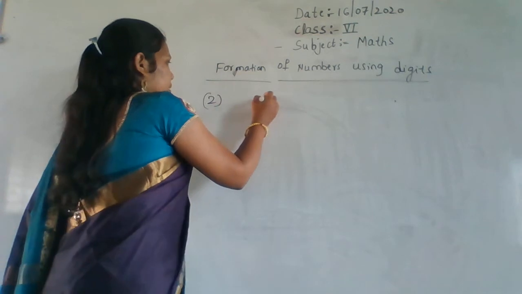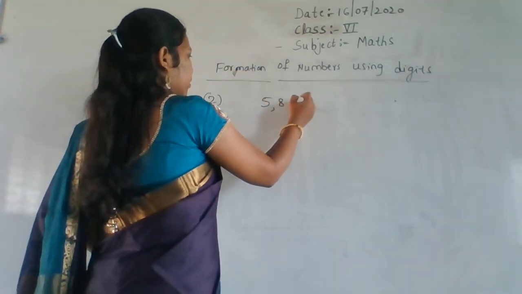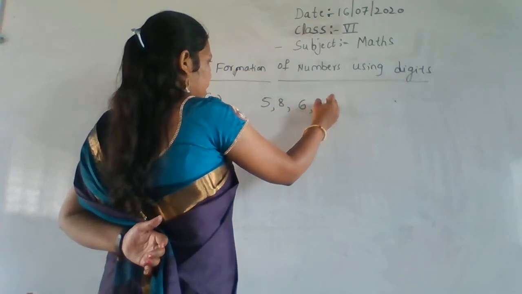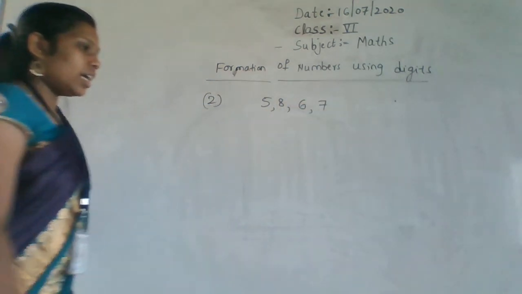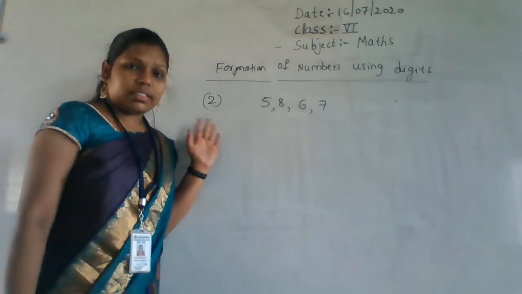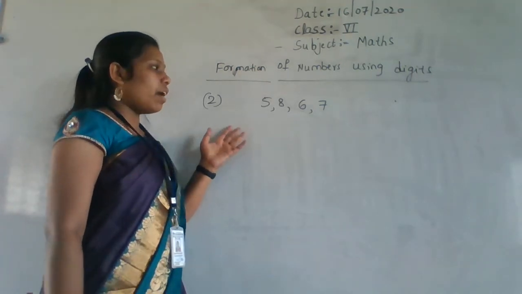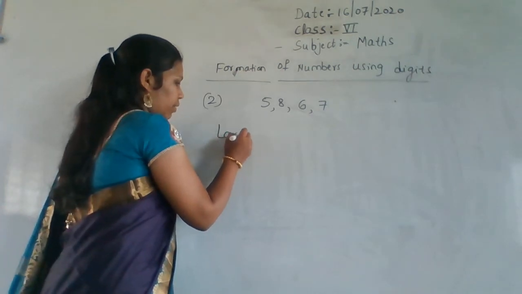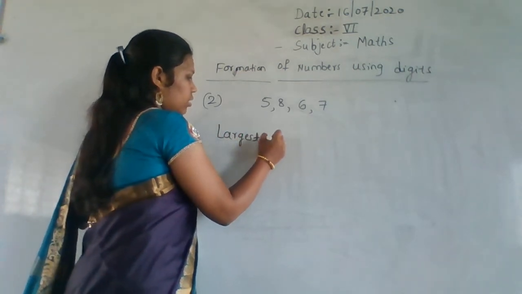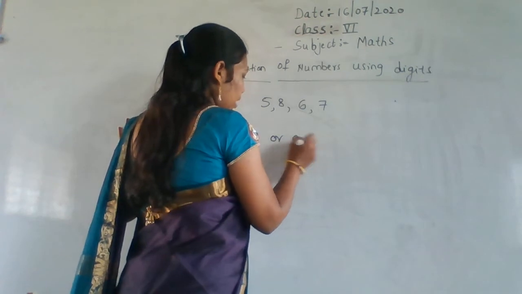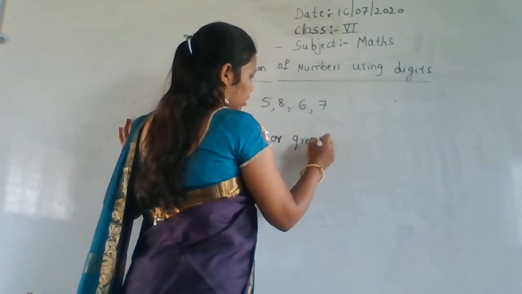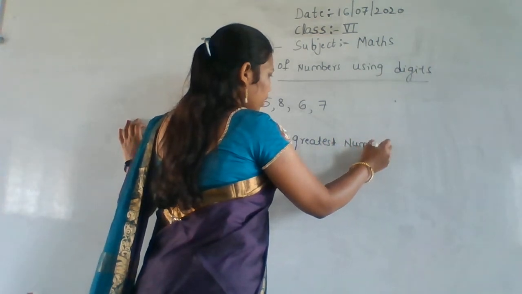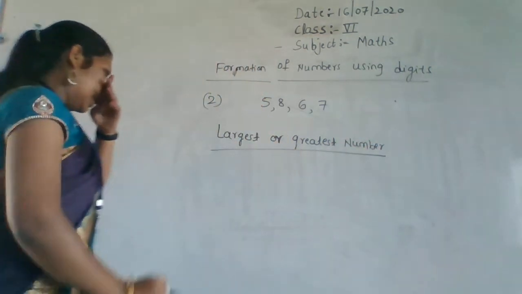Second example is 5, 8, 6 and 7. I am giving a random example for you: 5, 8, 6, 7. You have to form the largest number first. Largest or greatest, both are the same. Don't get confused: largest number or greatest number. How to form the greatest or the largest number?